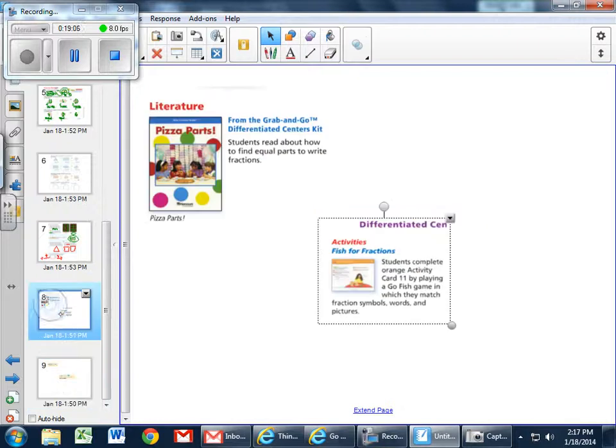When you're done with today's lessons, you have 2 different things to do. If you did not get to the literature piece yesterday, you have the pizza part story, where you're going to read how to find equal parts and write fractions. And there's also a game for today that goes with this lesson for this chapter. It's called Fish for Fractions. Students complete Orange Activity Card 11 by playing a Go Fish game in which they match fractions, symbols, words, and pictures. So that is all in your math center for you for today. Make sure that you fill out the appropriate pieces, and those can just go right into your journal, and go ahead and 3-hole punch those pages.